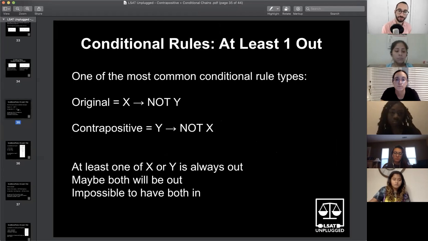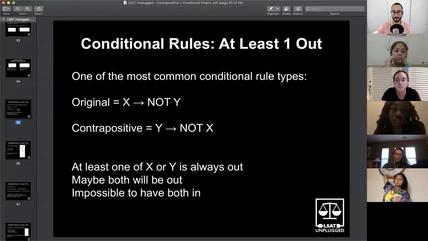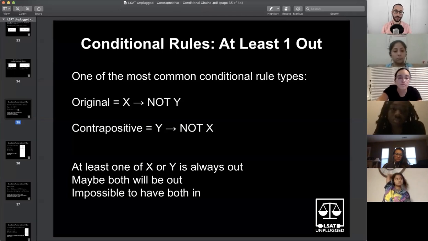Now we get to the fun stuff with regard to interpreting the conditionals. So at least one out is the simpler kind of rule. Obviously, A requires B is pretty much as simple as it gets. Negatives are where it gets a little bit more complicated, so I'm just starting there. This relates to Harry's question about variables that could not both be in.